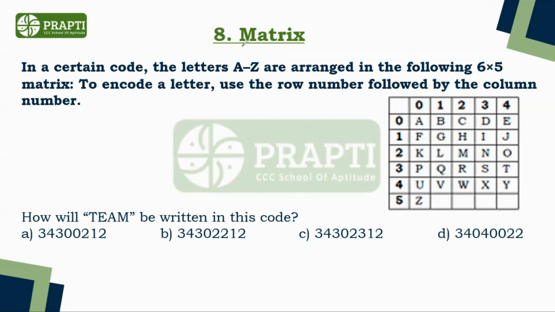So here is the last type, matrix coding. So matrix is nothing but what you would have learned from your childhood. So certain rows and columns: 2 by 2 matrix, 3 by 2 matrix, 4 by 4 matrix.